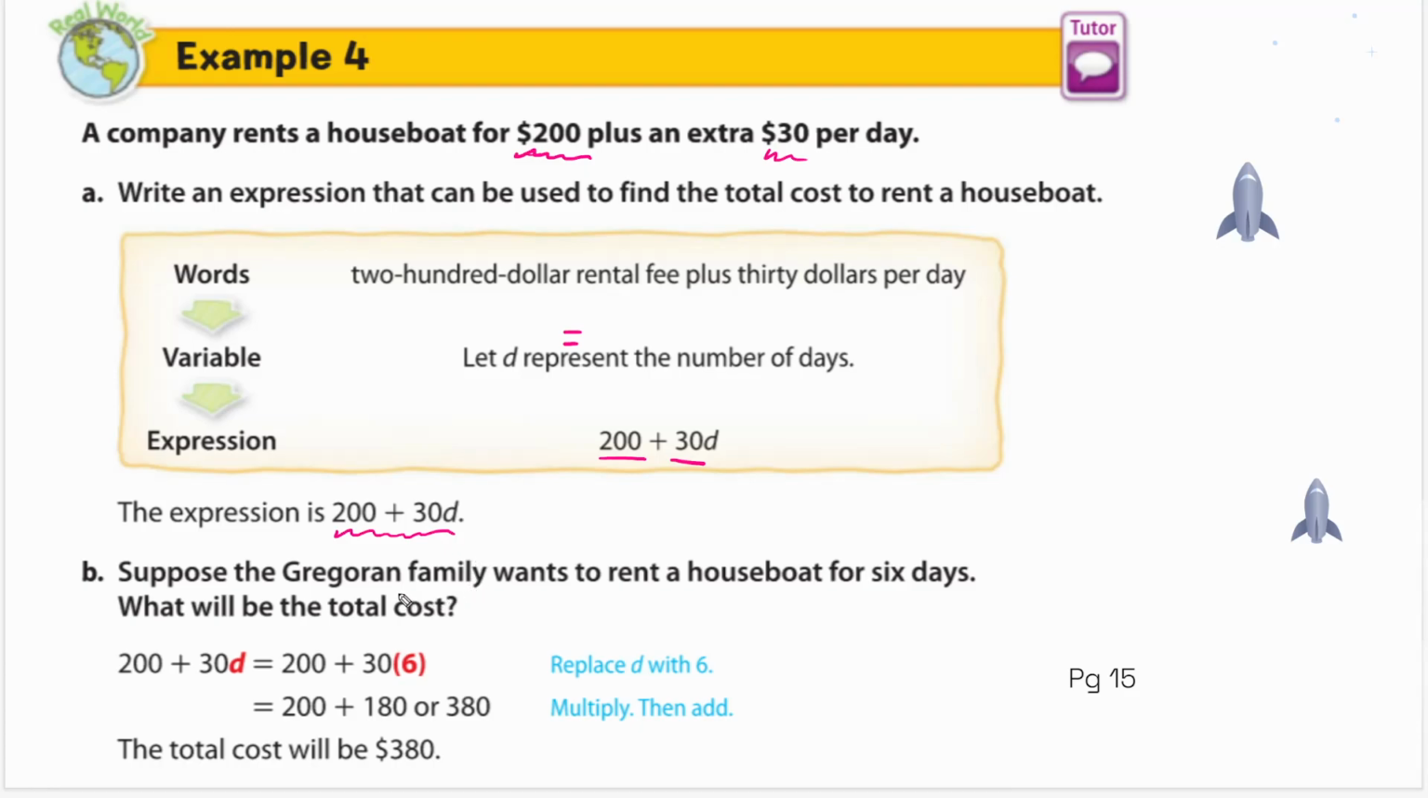Suppose the Gregorin family wants to rent a houseboat for 6 days. What will the total cost be? So D here equals 6. We just replace D with 6. 6 times 30 is 180. 200 plus 180 is 380.